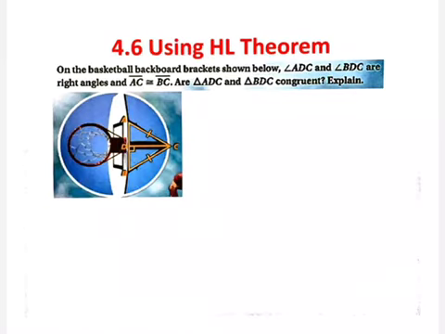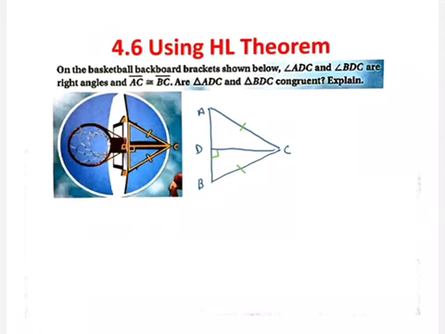On the basketball backboard brackets shown below, ADC and BDC are right angles, and AC is congruent to BC. Are the two triangles congruent? Explain why or why not. So I'll sketch this so it's a little easier to see. We'll resketch this to make it look a little nicer. So ADB, and then C's here. We know we have a right angle here and congruent pieces here and here.